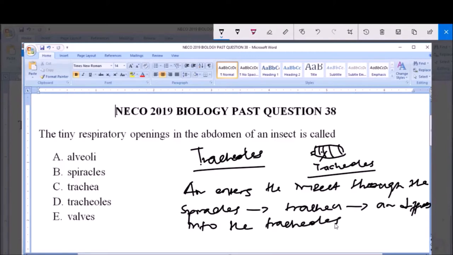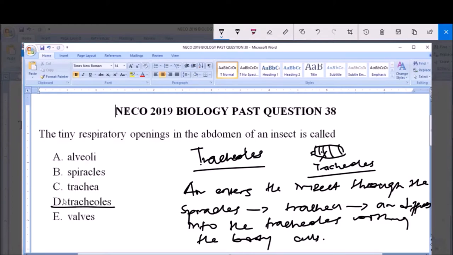Into the tracheoles within the body cells, that is, within the abdomen. So now, from these tracheoles, the air then goes back into the surrounding. So that is how it operates. So the tiny respiratory openings in the abdomen of an insect are the tracheoles, and that is option D.